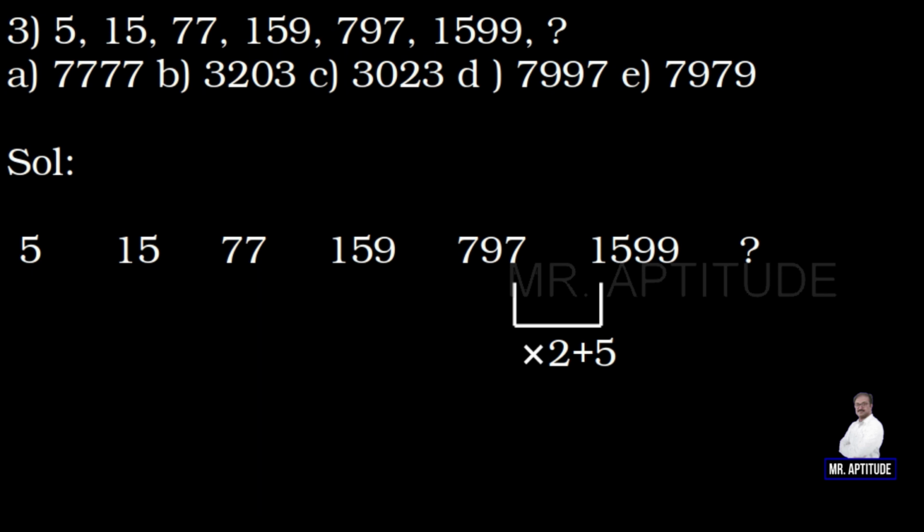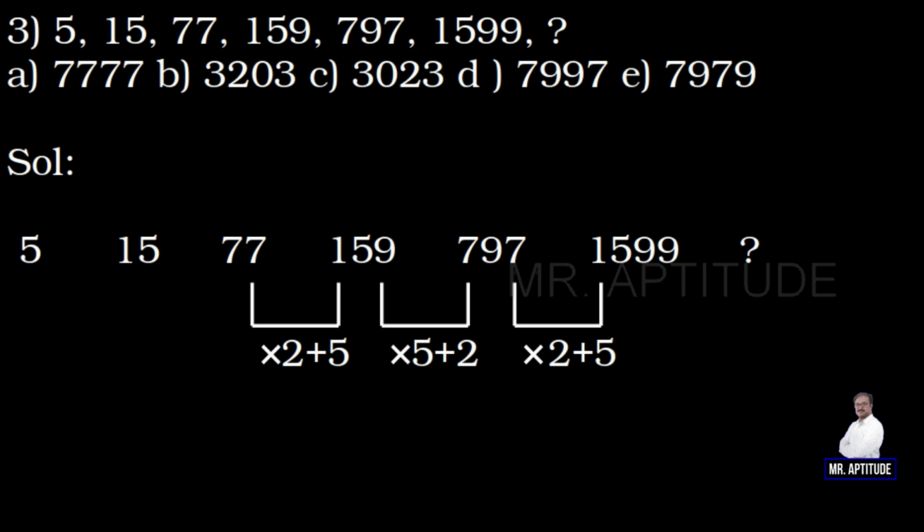In the same way, can I relate 159 and 797? This time, 159, I want you to consider it as 160. 797, as we discussed earlier, is close to 800. So 160 into 5 is 800. So 159 into 5 plus 2 gives you 797. Now 77 and 159. 77 into 2 plus 5.